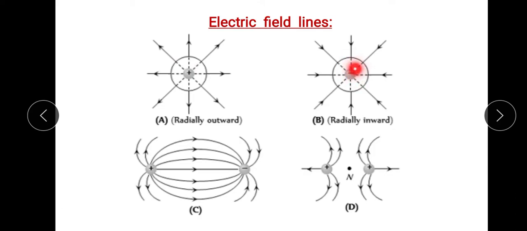And this one is a negative charge. For a negative charge, electric field lines will be directed towards the charge. Next, if you have a pair of positive and negative charges, then the field lines will be directed like this. The field line starts from the positive charge and ends on the negative charge. And if you have two same kinds of charges, positive charges, then the field lines will repel each other. Therefore, you have this diagram. So this is about electric field lines.